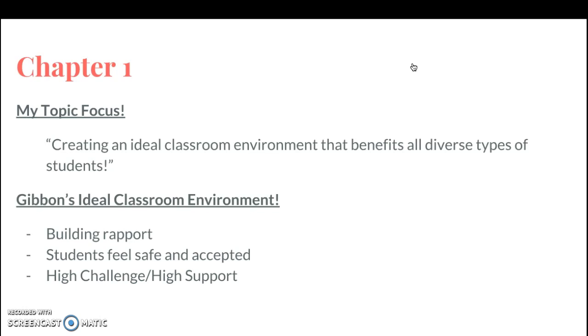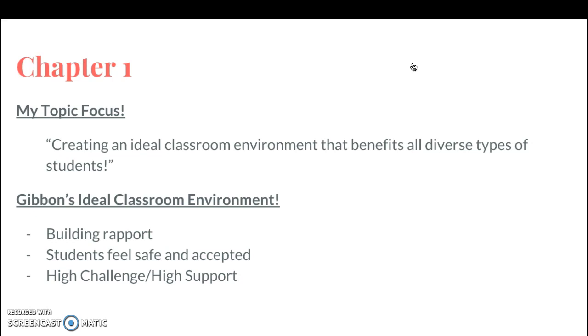So, Gibbons' main components of her ideal classroom environment include building rapport, which means teachers need to establish immediately a good trust and respect relationship with their students so that they do feel comfortable, which goes on to the next point. Students feel safe and accepted when they have an established relationship with people in the classroom and their teacher.